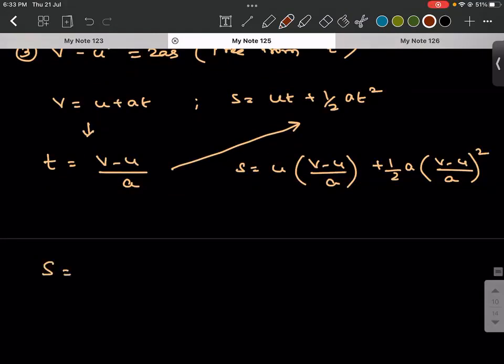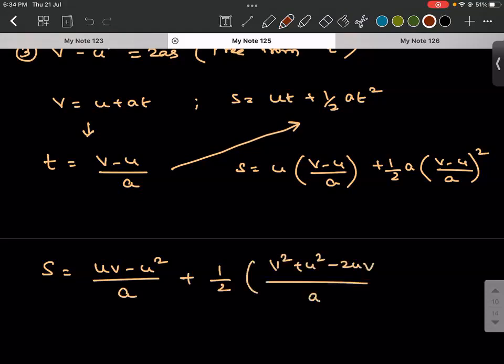So s will be equal to uv minus u square divided by a plus half into v square plus u square minus 2uv divided by a square, and you have an a here.